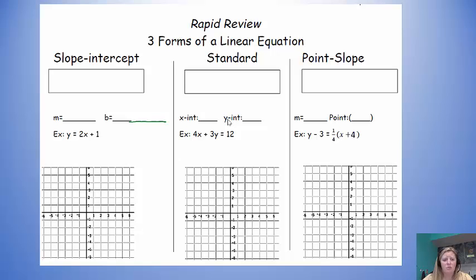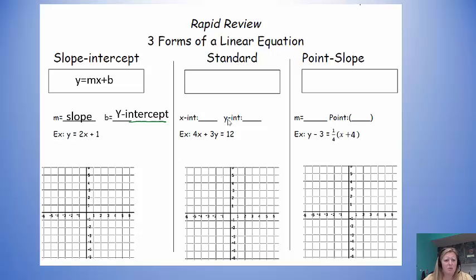There are three forms in which you can write the equation of a line, and the first one is called slope-intercept, and that's probably the one that you have seen before. That's y equals mx plus b. M would stand for the slope, and b would stand for the y-intercept. So as long as you know those two components, you could graph the equation of any line.